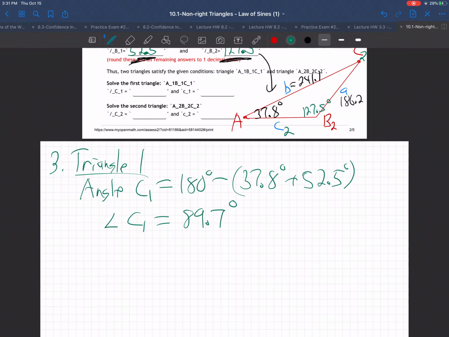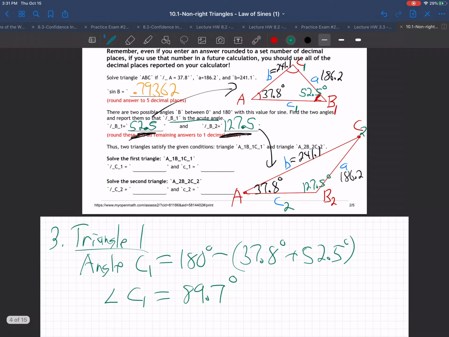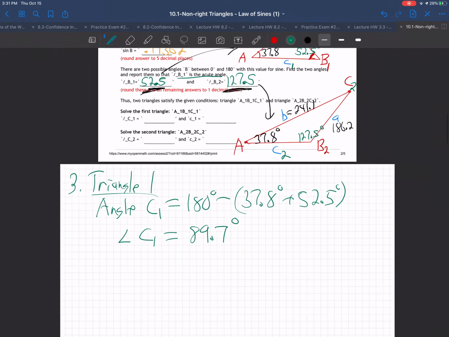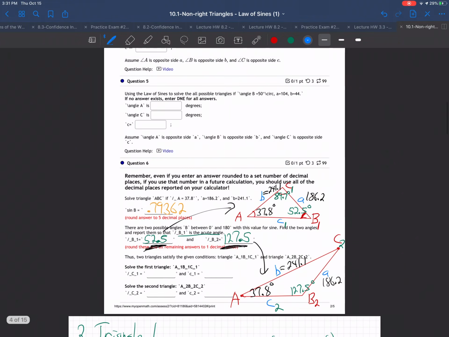I'm getting 89.7 degrees. There's angle C1, because a triangle has to total 180 degrees. So this right here is 89.7 degrees. And now we can find side C1 by law of sines. So what should I use in here?